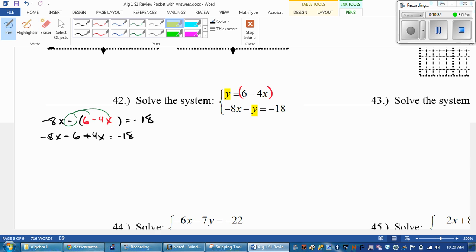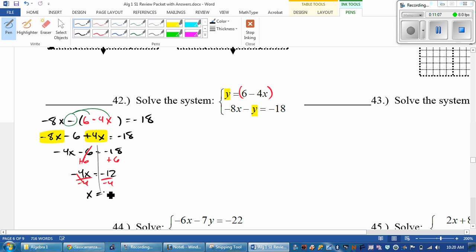Now, the next step would be to combine our like terms. Negative 8x plus 4x is a negative 4x minus 6 equals negative 18. And from here, you guys should be able to solve this. We add the 6 to both sides. We get negative 4x equals negative 12. And then to get the x by itself, we need to divide. And then I get that x equals 3.